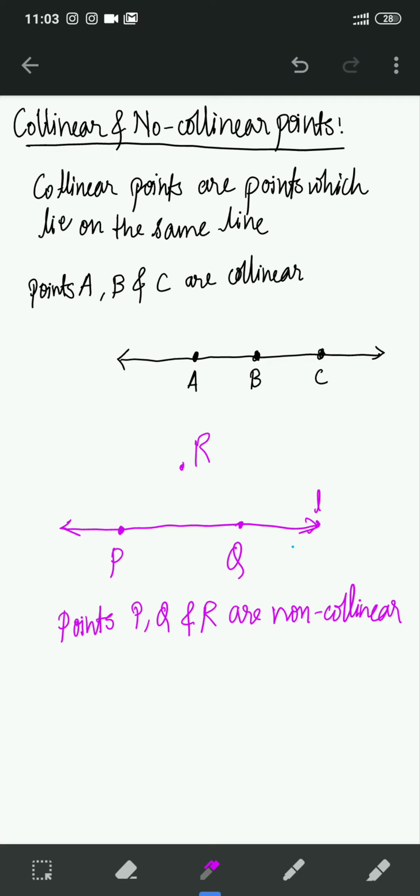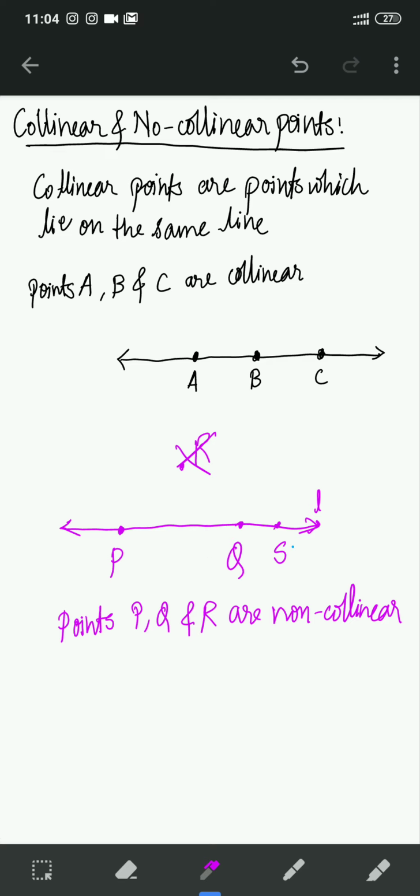So keep one thing in mind: for points to be collinear, all those points should be on the same line. Even if one point is out of the line, then all those points become non-collinear. Okay? Now suppose I bring in a point S. Now points P, Q, S are collinear. Points P, Q, S are collinear, but points P, Q, R, S are not collinear. Why? Because R is out of the line. But if I ignore R, then are points P, Q, S collinear? Yes, they lie on the same line. Okay, so I hope you understood what collinear and non-collinear points are.